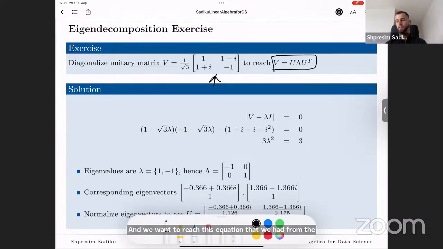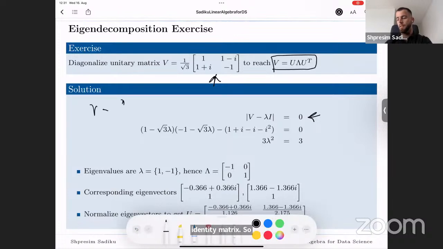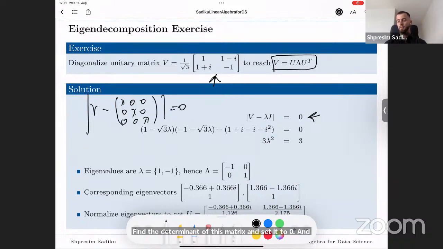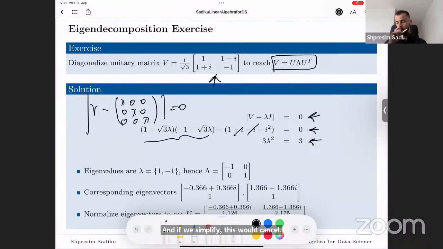In order to find the eigenvalues, we start by taking the determinant of V minus lambda times the identity matrix. So we would substitute V minus lambda on the diagonal, with 0s elsewhere. We would find the determinant of this matrix and set it to 0. I've already done these computations for you, so this would just result in expressions of this form. If we simplify, these would cancel, and here you would just need to do some multiplication. We would result in lambda squared equals 1. So this would just mean that the eigenvalues would be 1 and minus 1.